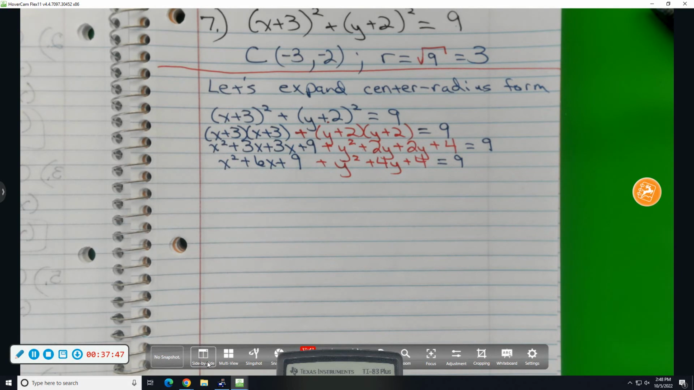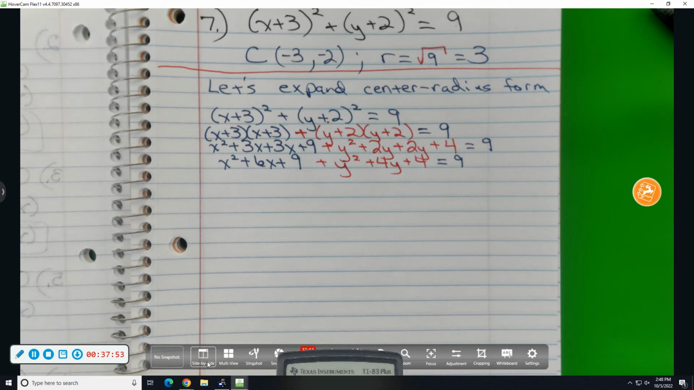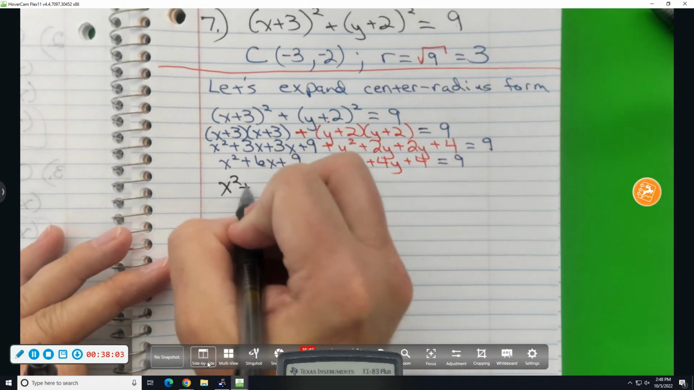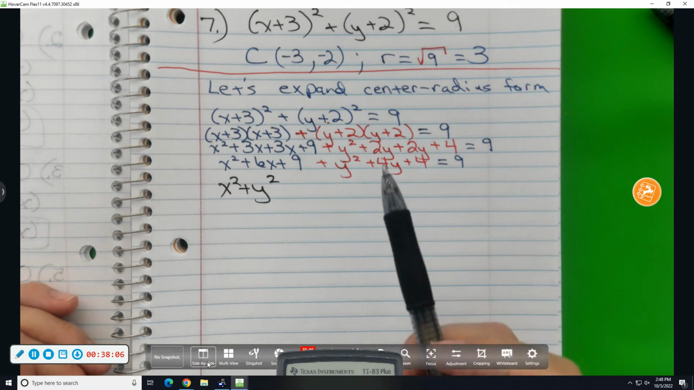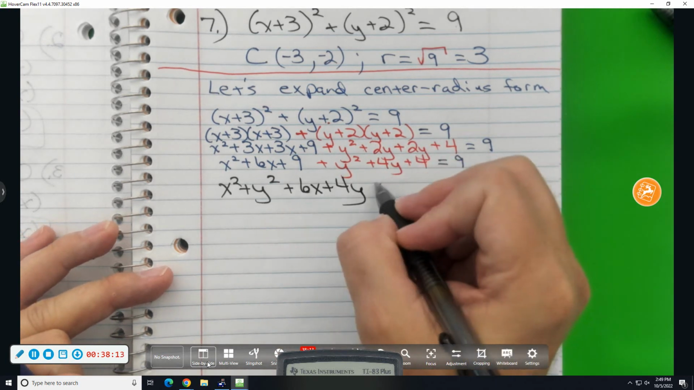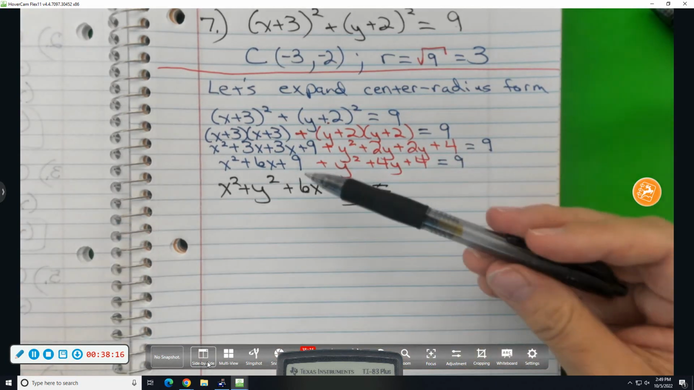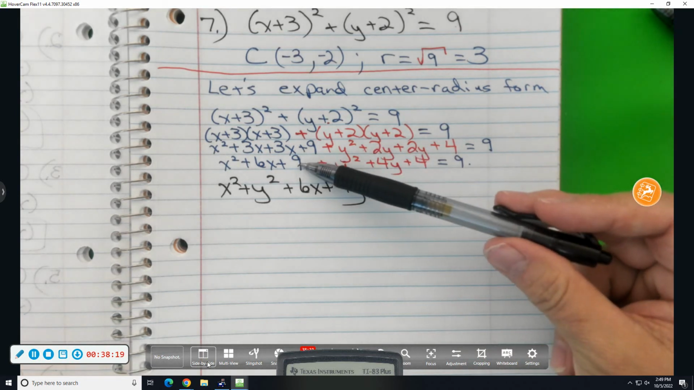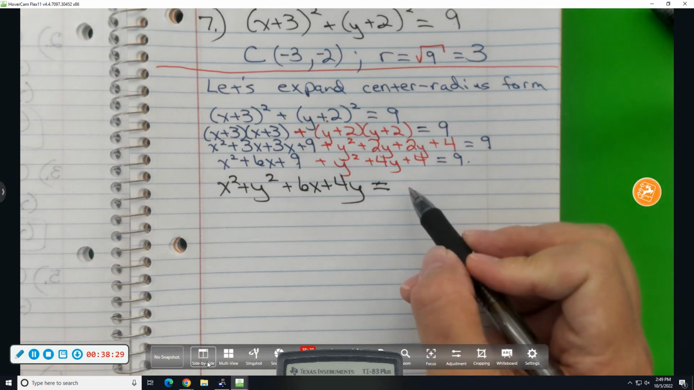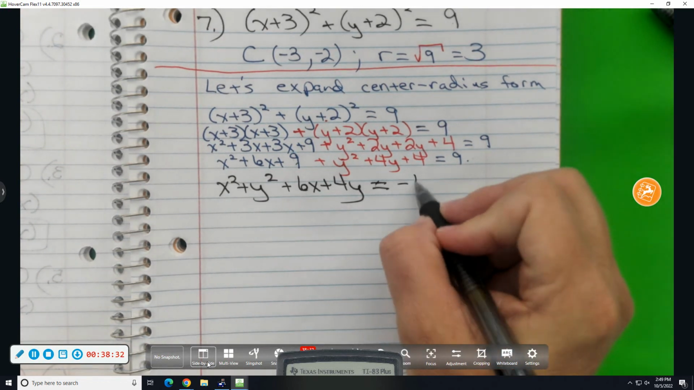And how about we now rearrange the terms? Let's put the terms in alphabetical order based on exponents. So we would have x squared plus y squared first. And then we have the unsquared variables, 6x plus 4y. And how about we move all these constants over to the right? Let's subtract 9. 9 minus 9, what happens there? Let's move that 4 over. So what are we going to have over here on the right-hand side? A negative 4, I agree.